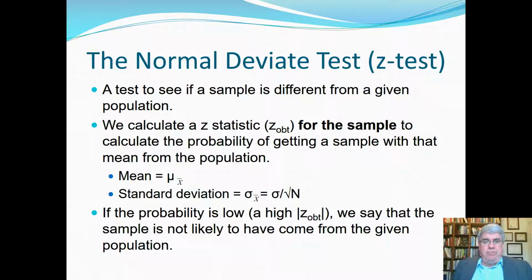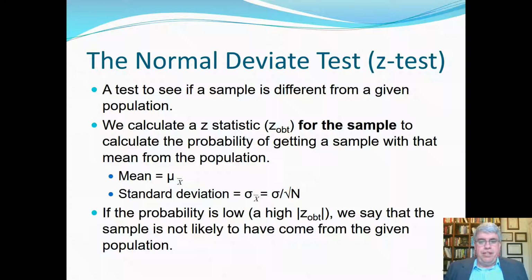So this is an example of the normal deviate test, or sometimes called the z-test. It's a test to see if a sample is different from a given population. Did this sample that we have come from the population, or is it from something different? Is it of a different nature than the population?